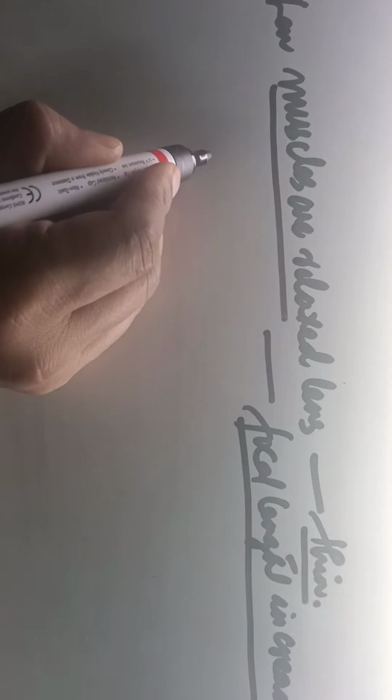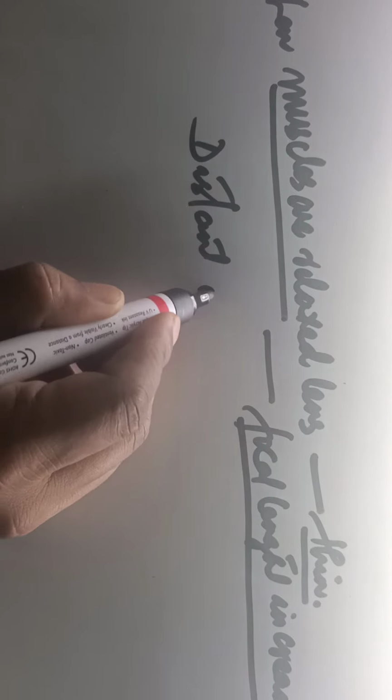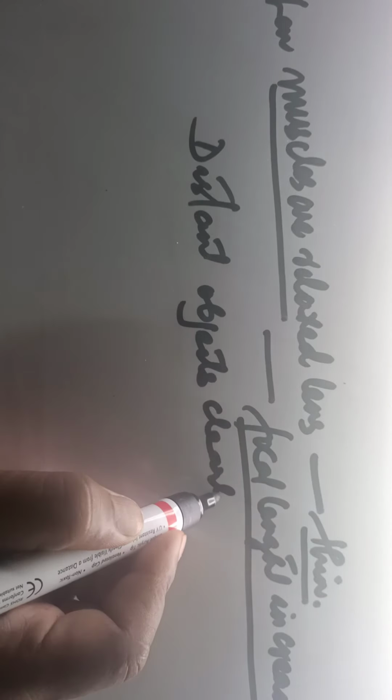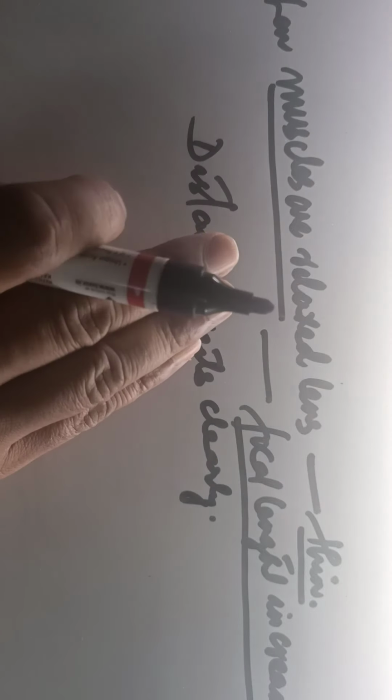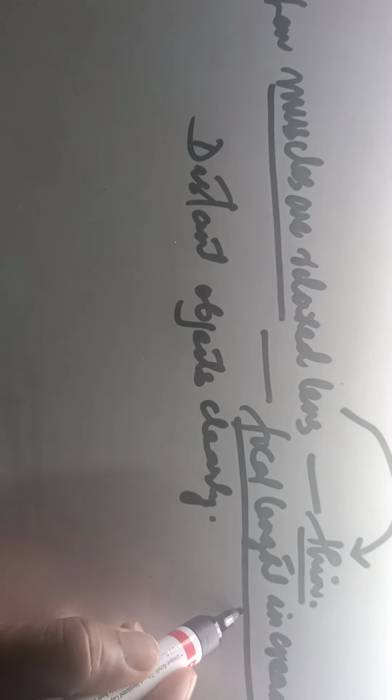In such a situation, you will be able to see what? You will be able to see distant objects clearly. Very important. So here, when the muscles are relaxed, the lens becomes thin, the focal length increases, because of which you are able to see the distant objects clearly. Situation 1. Now here the muscles are relaxed, okay?